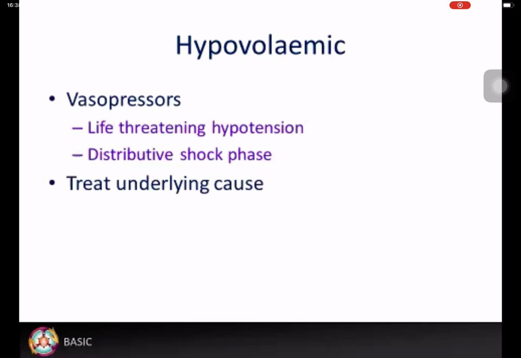The primary treatment of hypovolemic shock is fluid replacement and treatment of the underlying cause, but patients may require vasopressors for life-threatening hypotension and in the later phase when they may develop distributive shock as a result of the tissue injury that led to hypovolemia.